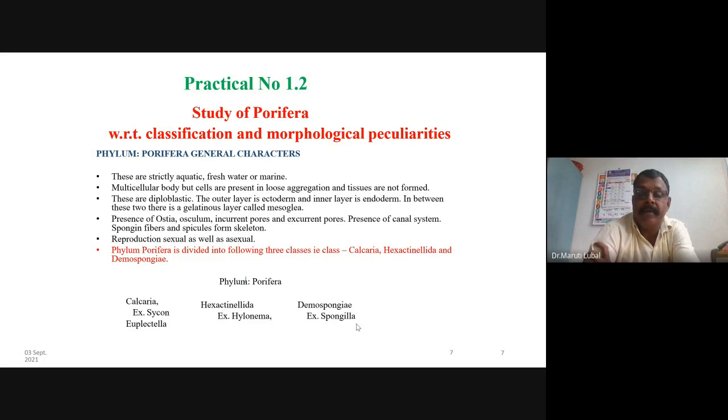The outer layer is ectoderm and inner layer is endoderm. In between these two layers, there is a gelatinous layer called mesoglea. The presence of ostia, osculum, incurrent pores and excurrent pores, presence of canal system, spongin fibers, and spicules for the skeleton. Reproduction of poriferans is sexual as well as asexual. Phylum Porifera is divided into three classes, that is Calcarea, Hexactinellida, and Demospongia.